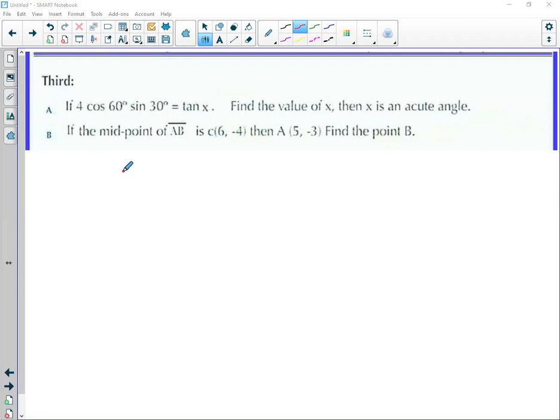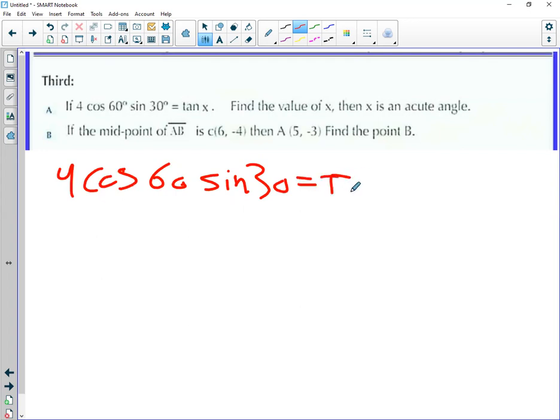First we get 4 cosine 60 sine 30. After that we do shift tan to get the x. Okay, so 4 cosine 60 sine 30 equals tan theta or tan x, then 4 times cosine 60 equals what?